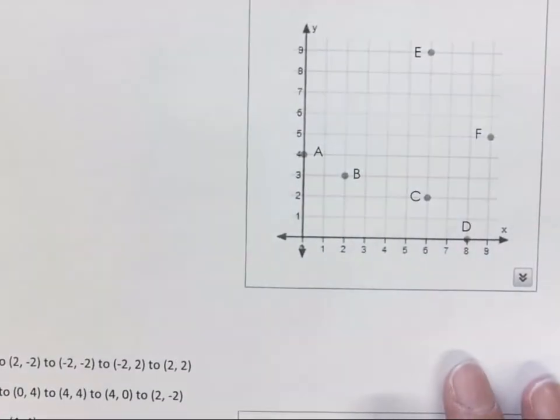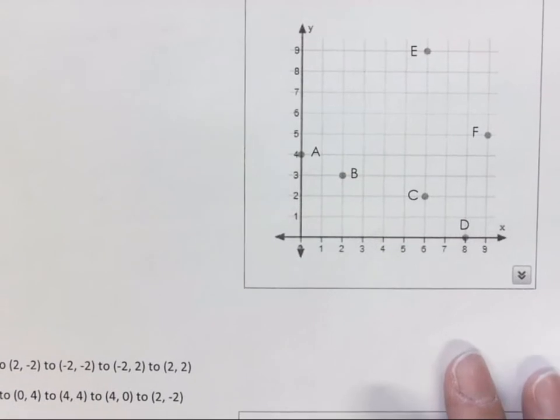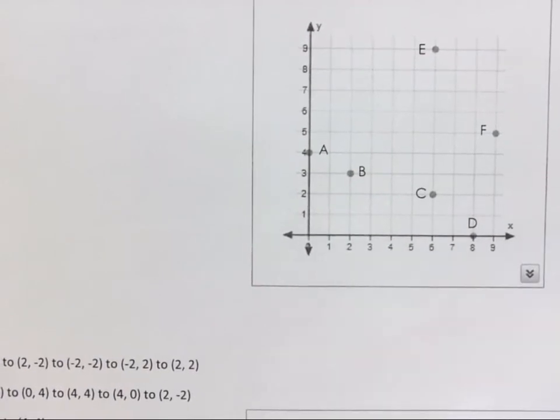Oh, I'm gonna scroll up here, sorry. All right, so this was example 2, and we're going to write the ordered pair, or we're going to write the coordinate pair for each of these points.